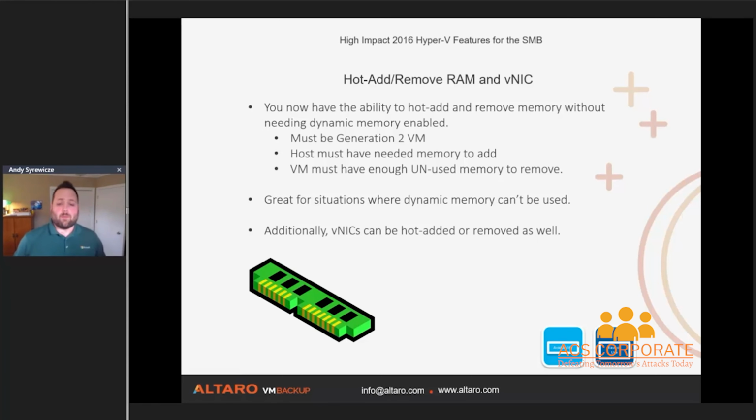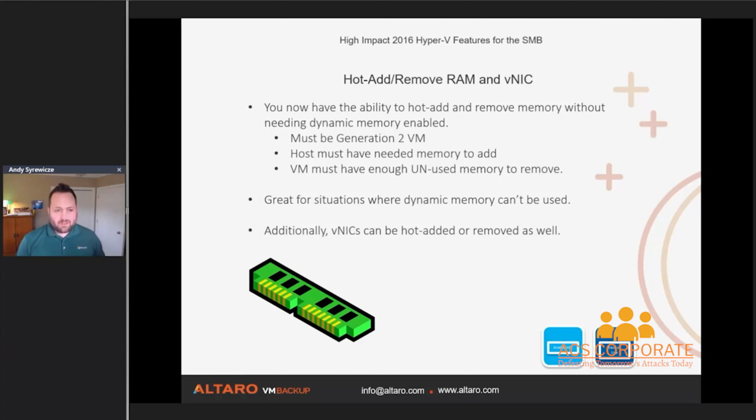So there are a couple of requirements to this. The VM that you're targeting for this change must be a Generation 2 virtual machine. And the other 2 bullet points here for requirements are kind of no-brainers. I mean, the host has to have memory to add. And the virtual machine has to have enough unused memory to actually remove if you're removing memory.